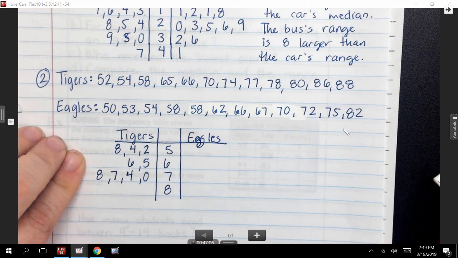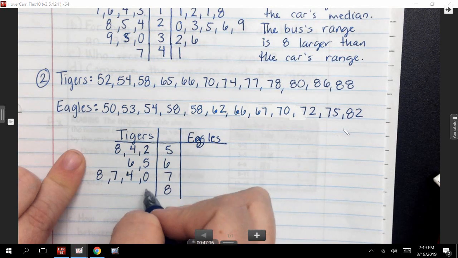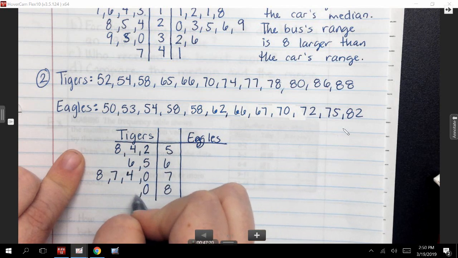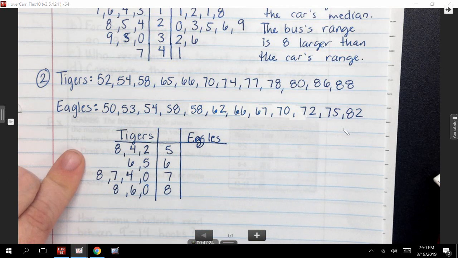All right. For the Tigers on the 8, what leaves do I need? The 8. 0, 6, and 8. All right.